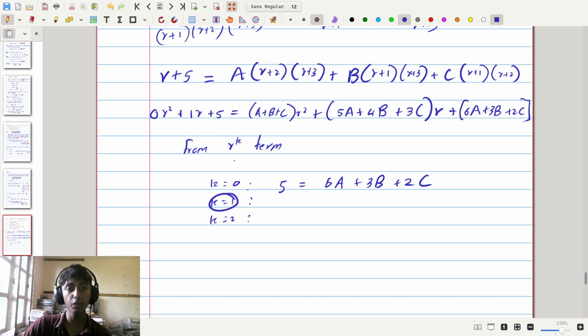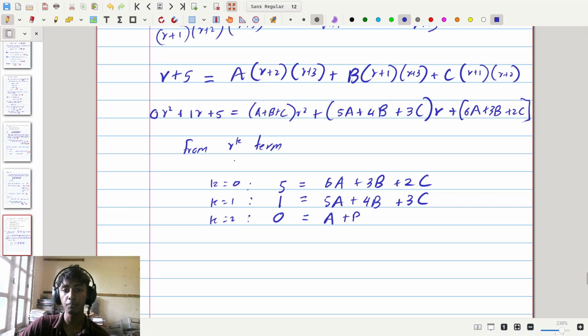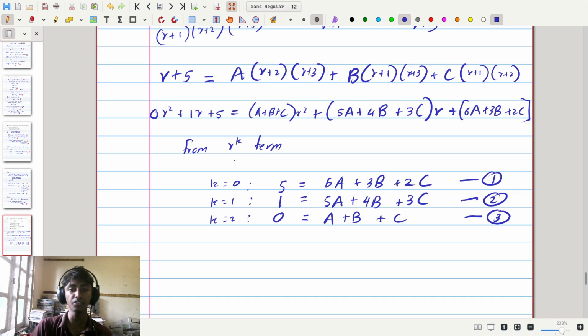Similarly, for the k equals 1 terms, which are the r to the power of 1 terms, we have 1 on the left hand side, and on the right hand side we have 5a plus 4b plus 3c as the coefficients. And finally, for the k equals 2 terms, or the r squared terms, we have 0 on the left hand side, and on the right hand side we have a plus b plus c. I'm going to call these equation 1, equation 2, and equation 3, and we'd use these three in order to find the values of a, b, and c.